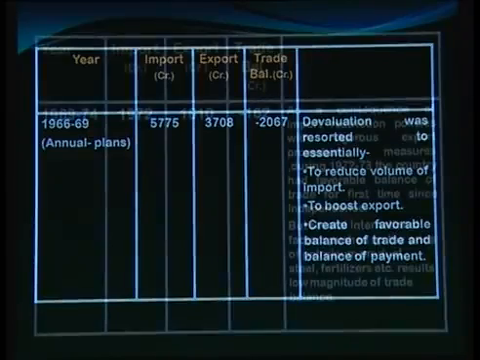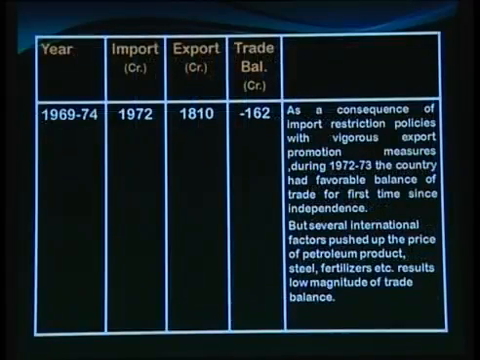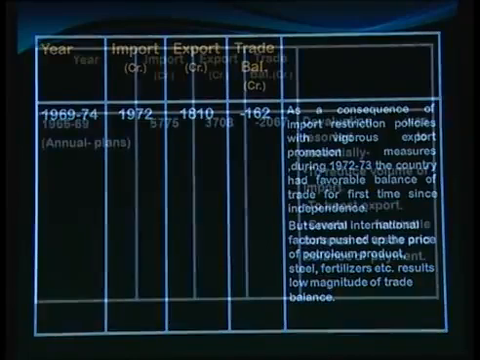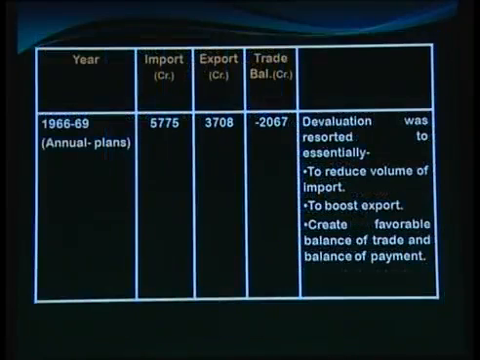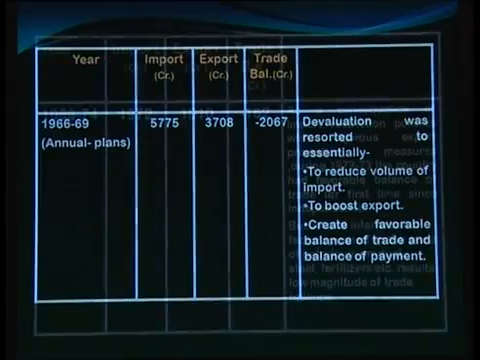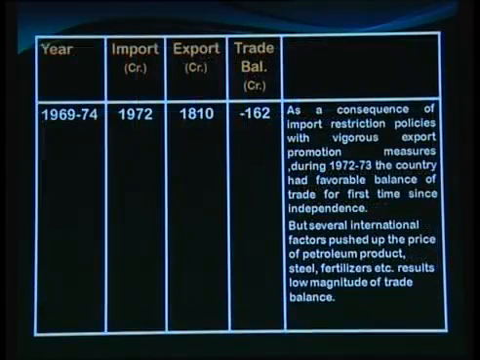of payment. In 1969 to 74, imports were 1972, exports were 1810. So, again a trade deficit was there, but in comparison to the previous plans, that is the annual plans, it was much lesser because we had overcome the war situations and were able to create better economic reforms. Let us understand what has happened during this era and what these figures are reflecting.